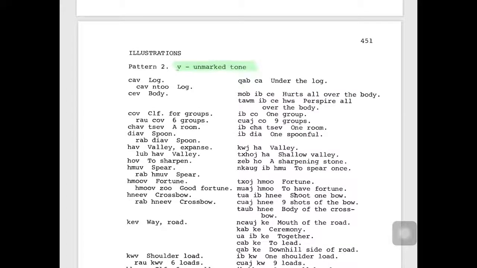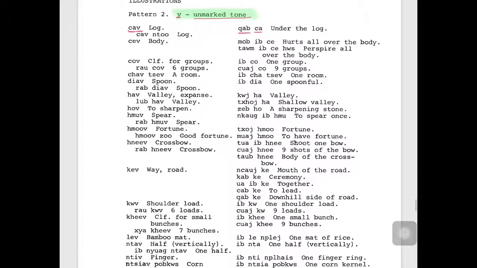Next we have the V tone turns into a no tone. So for example, the word ja, C-A-V, is a log, but underneath the log, Q-A-B, that B tone, it gets rid of the V tone and leaves no tone. So it'd be ka, ja, ka, ja. Same, this is quite a common one, jaw, C-O-V is a classifier for groups. But if you say E before it, that V tone drops. It goes to E jaw, as you can see there.